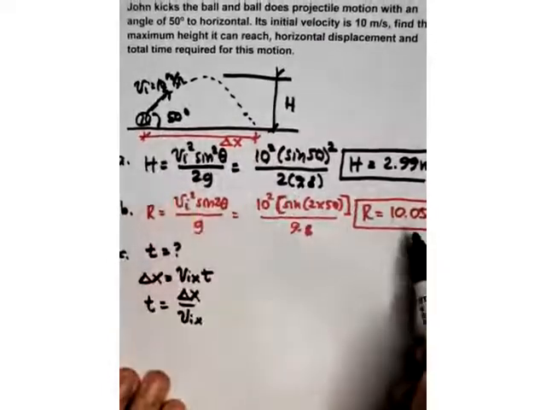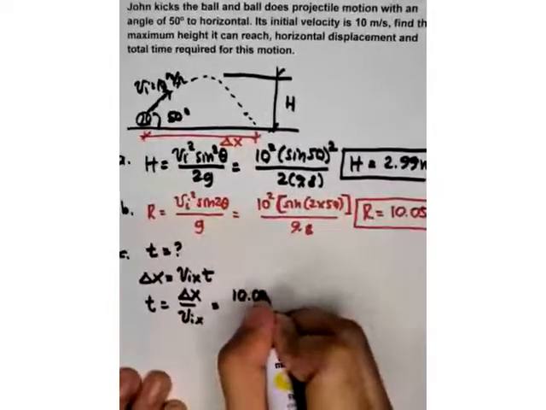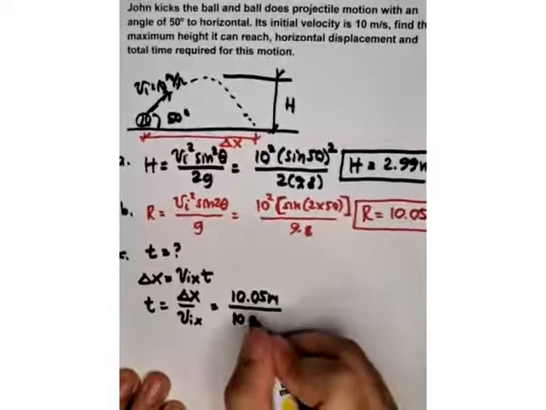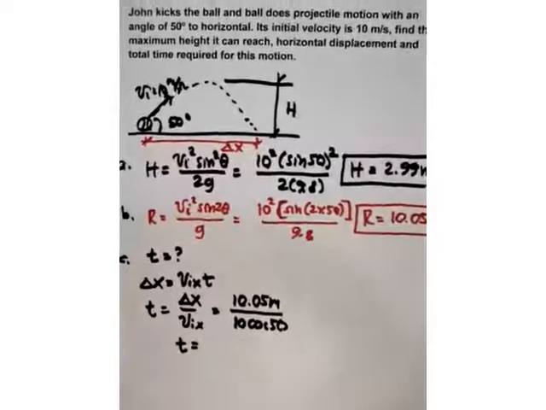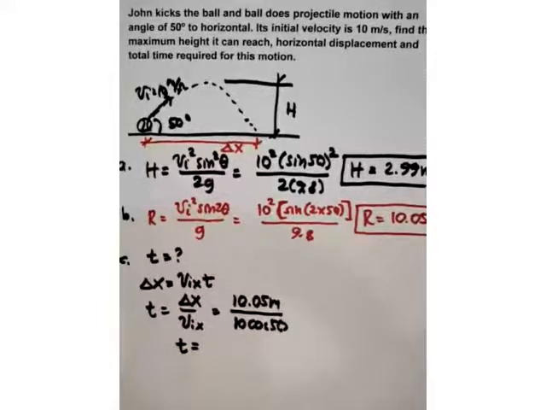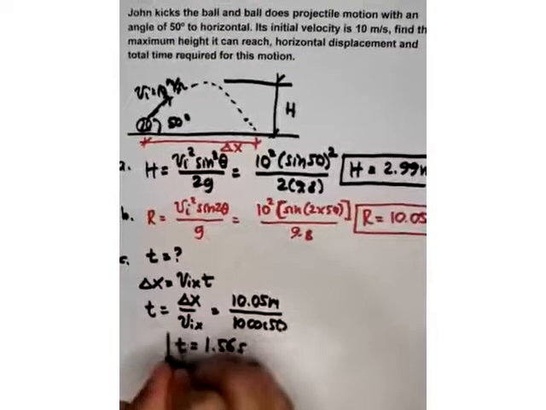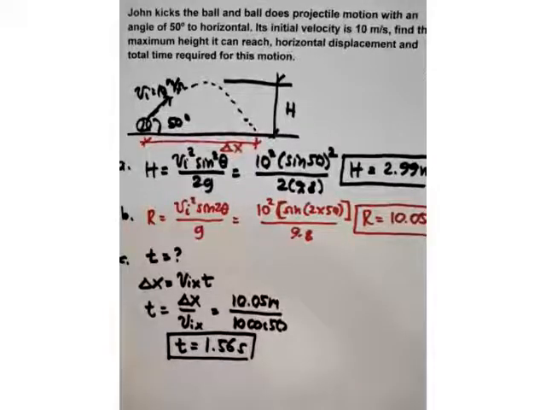Okay, so na-compute natin yung range. So that means delta x is also the range na 10.05 meters over yung initial velocity na 10 times cosine 50. So what is the total time? Okay, 1.56 seconds. Ayan. 1.56 seconds.